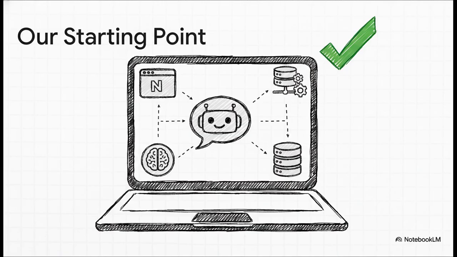So, what are we working with? We've got a complete full-stack AI chatbot. It's built with some pretty cool modern tech. Next.js for the front end, FastAPI for the back end, hooked up to a Postgres database and an Ollama AI model. And the most important part? Everything is already working perfectly in a local dev setup.